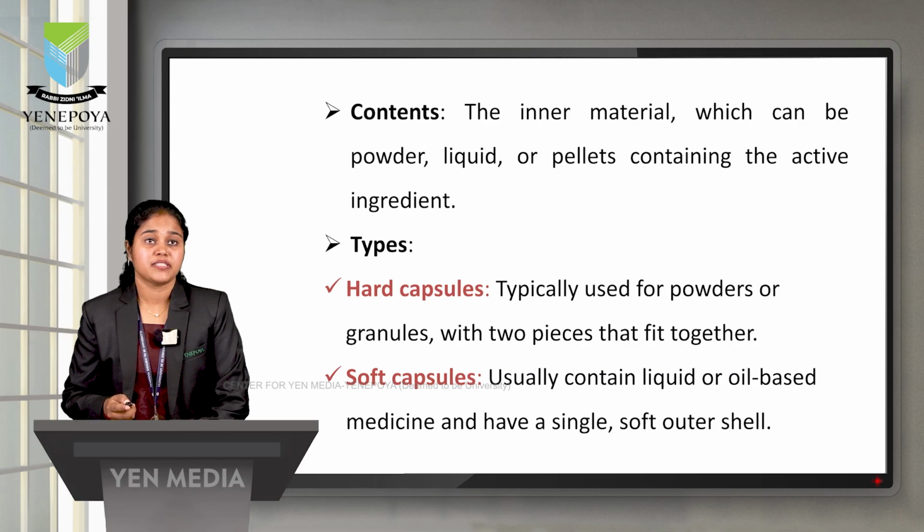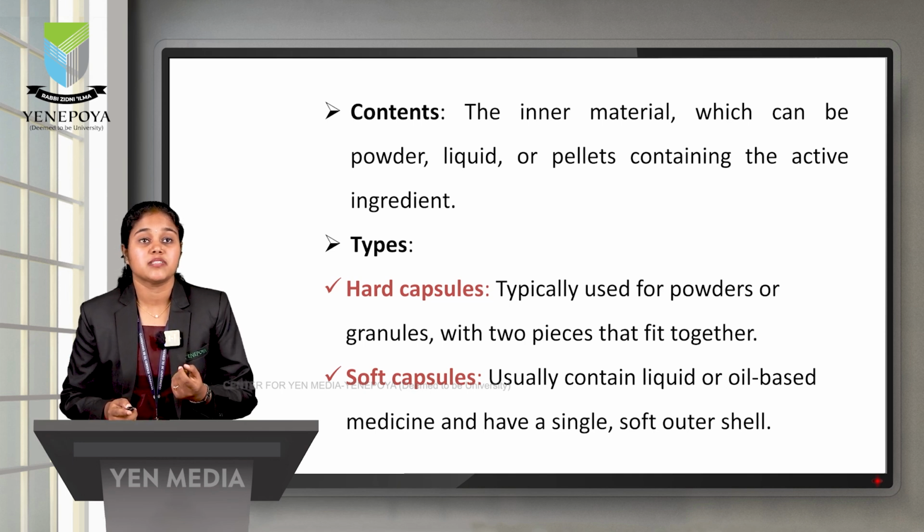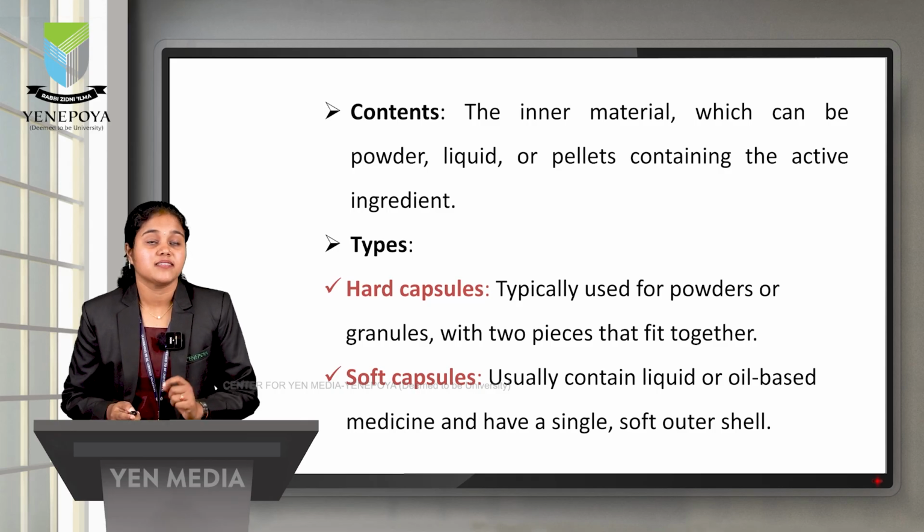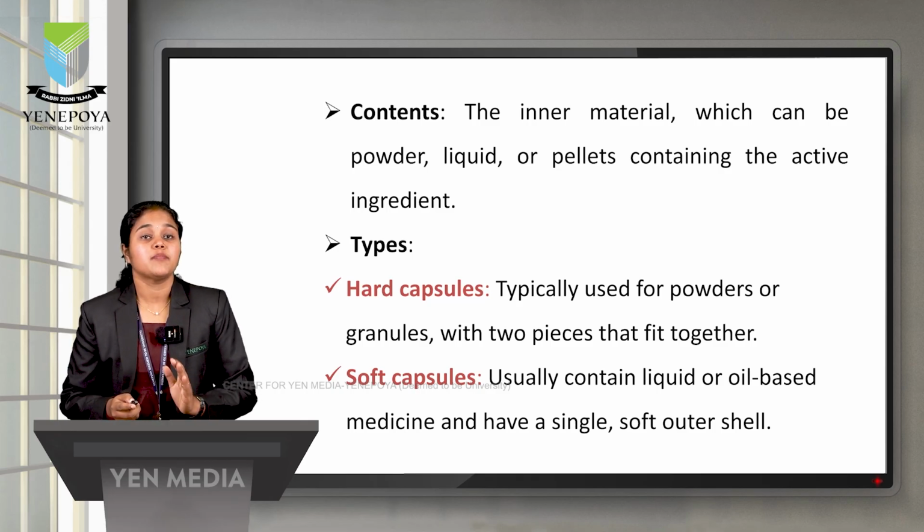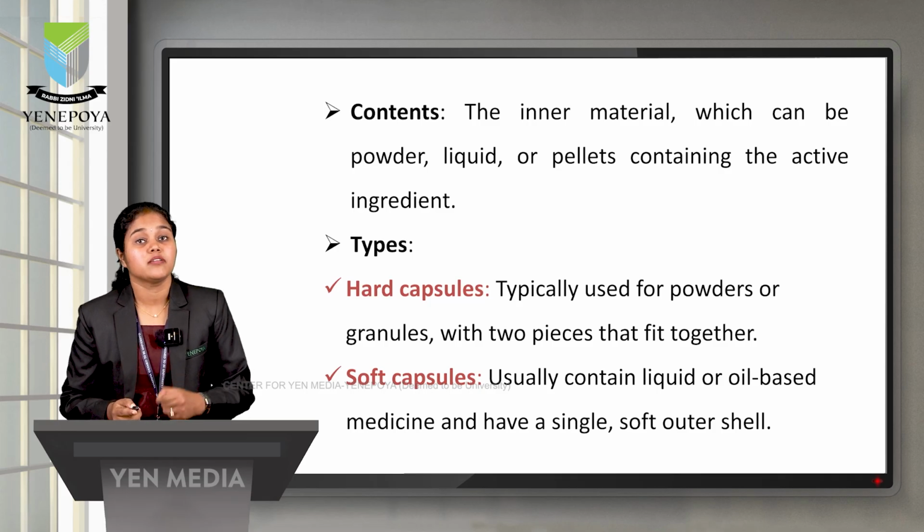So, you have seen some of the capsules. Inside that, if you mistakenly open the capsule shell, sometimes powder will spill out. So, it may contain a powder form inside. Sometimes it will be a liquid form, sometimes a granules form or pellets form.